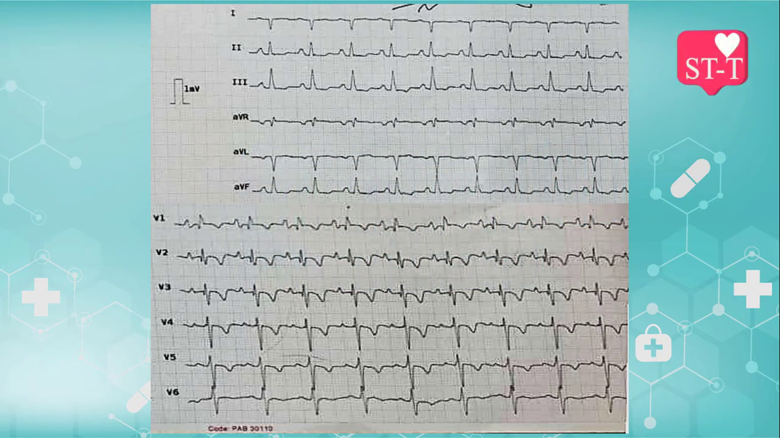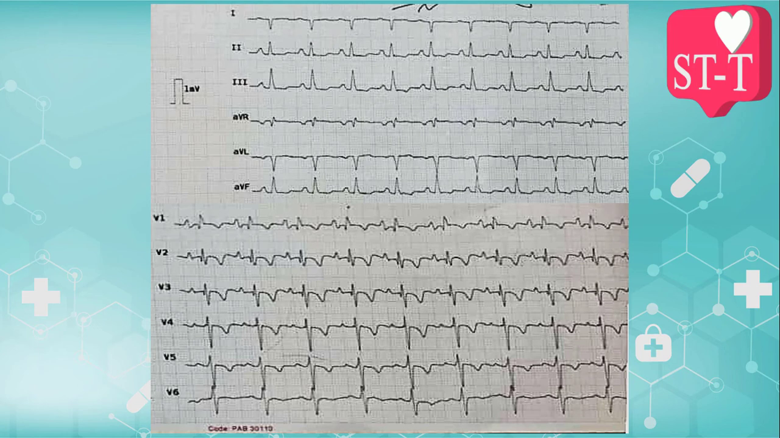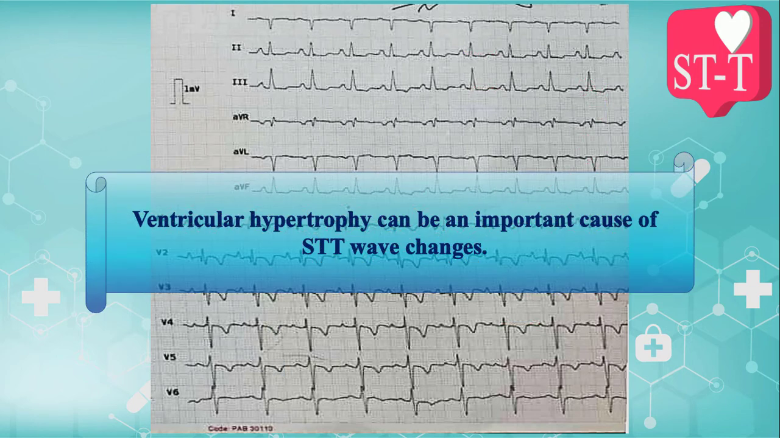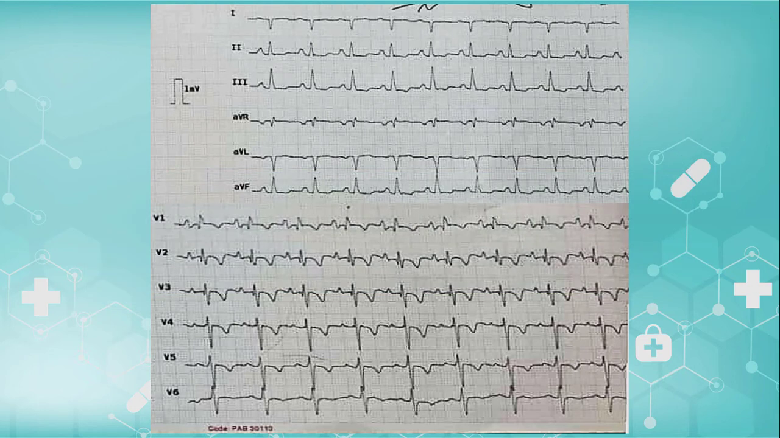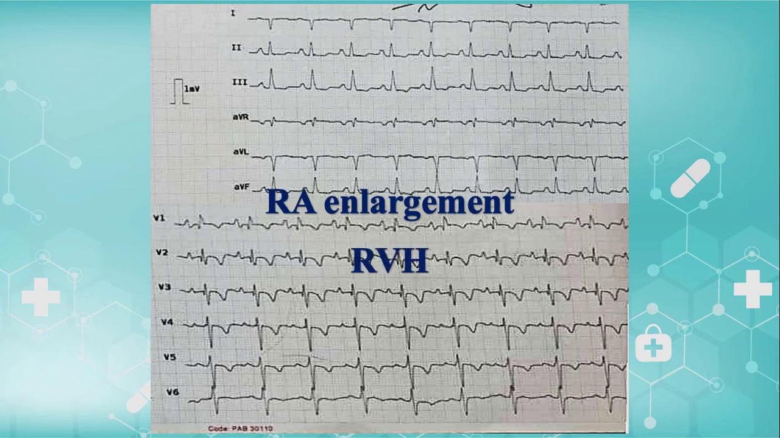Next step is examining STT wave changes. There are ST depressions in V1 to V5 and inferior leads. T wave inversion is present in V1 to V5 as well. Remember that ventricular hypertrophy can be an important cause of STT wave changes. The last thing is overall interpretation. To interpret every EKG perfectly, we should make a list of abnormal findings. RA enlargement and QRS changes due to RVH are the only abnormal findings in this strip.